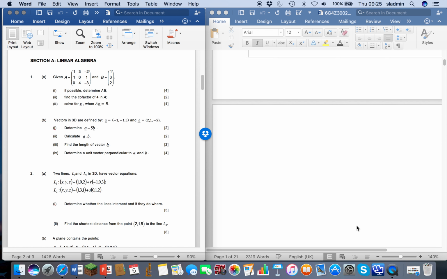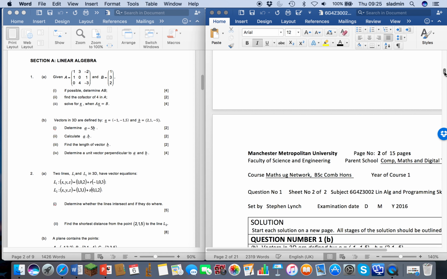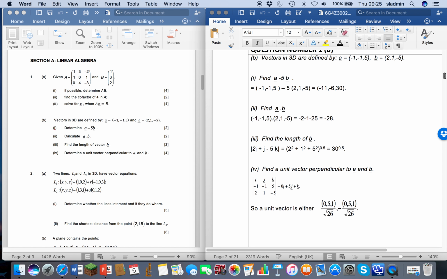For part B, we're now dealing with vectors. So A and B are 3-dimensional vectors. To determine A take away 5B, we simply take our vector A and then take away 5 times the vector b. So you should understand how to do scalar multiplication of vectors, and then we just subtract corresponding elements.